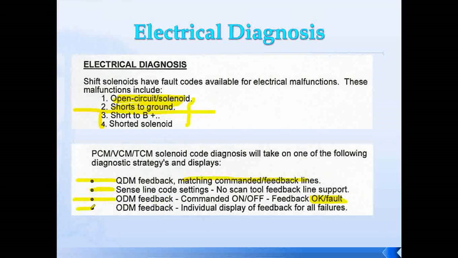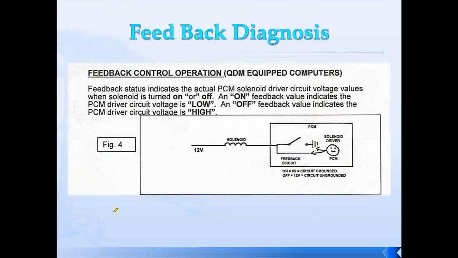Last but not least type of diagnostic routine that's out on the GM vehicle is the simplest of any of them to use. This display itself will actually display the individual type of failure you have. It will tell you you have an open under the feedback line. It will tell you you have a short to power under the feedback line. So it gives you a real easy interpretation of what's going on with the vehicle.